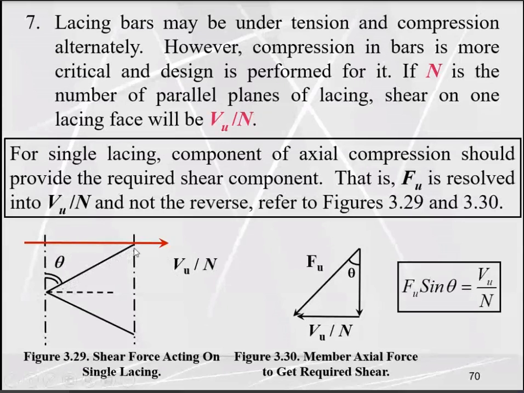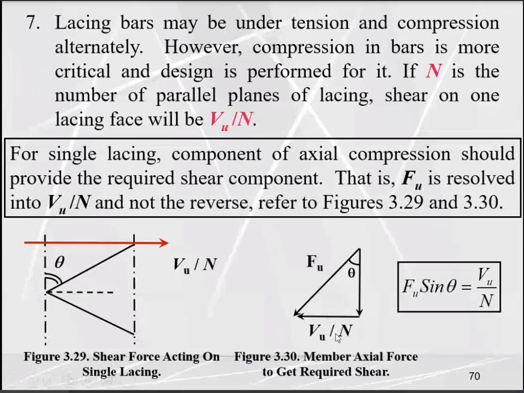acting in lacing. So the force in lacing, this force, because we need the Fu force which is acting in the lacing, will be equal to this component divided by sine theta, because we know that the vertical component is equal to the sine function of this angle. So Fu sine theta, this component, will be equal to this shear force. So from here we are given Vu over n.